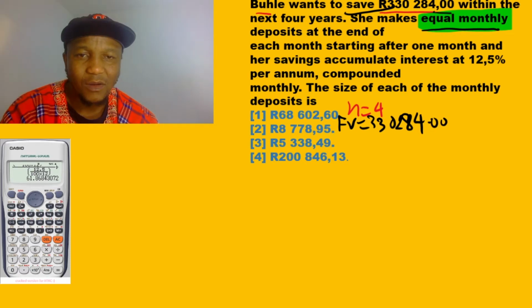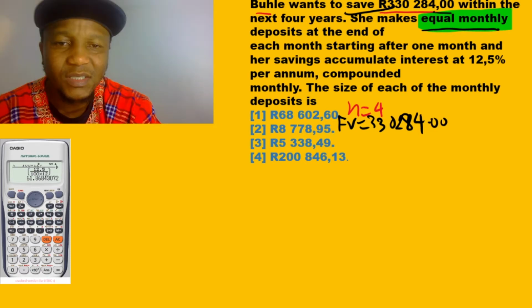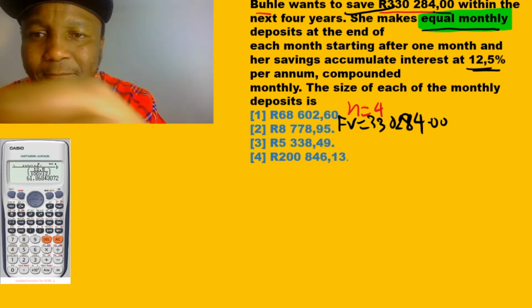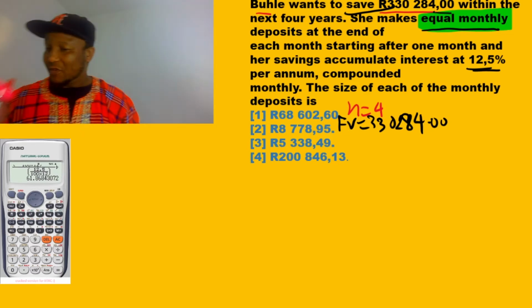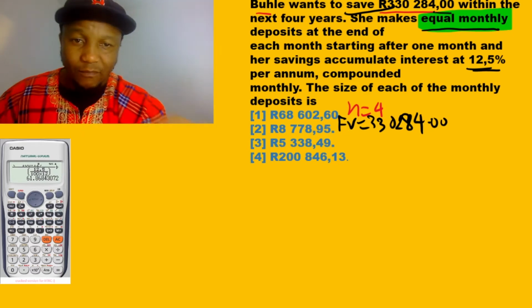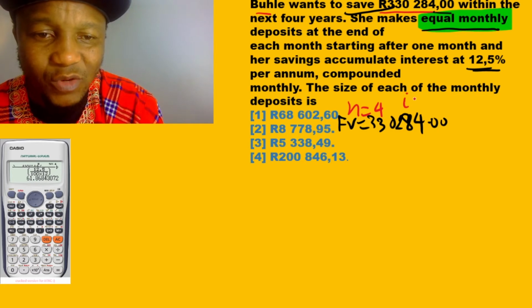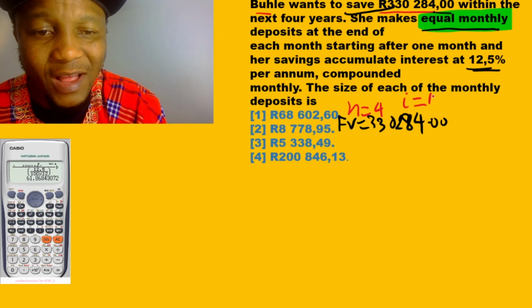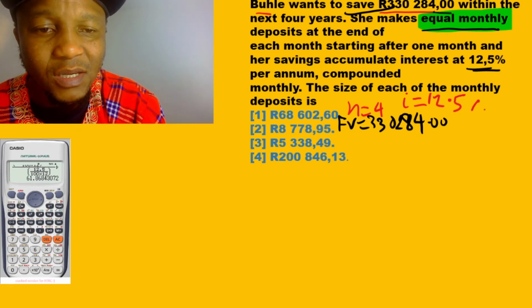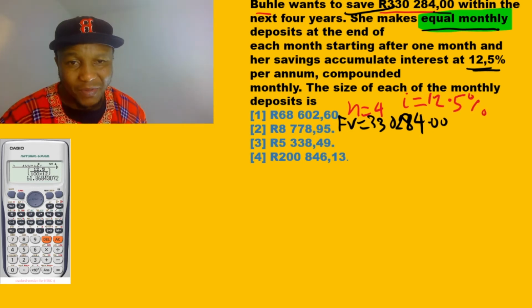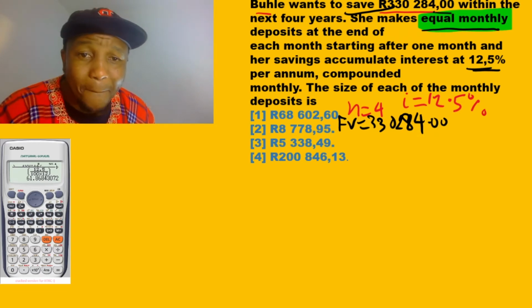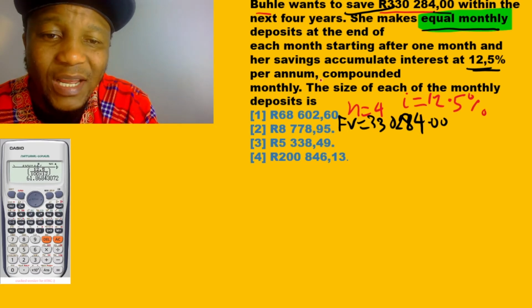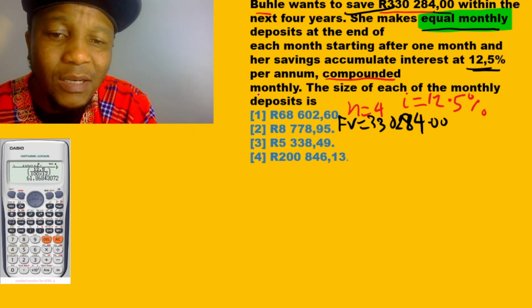The next thing they give is the interest rate. We can represent the interest rate using the letter i or the letter r, either of the two, equal to 12.5%. So we have the interest rate. But look, there's something which is very, very crucial here. They say the interest rate was compounded monthly.